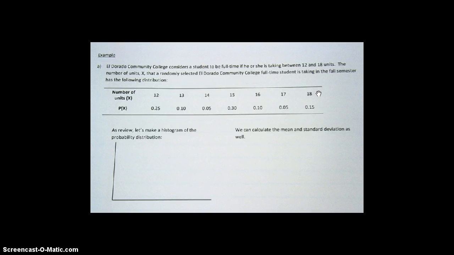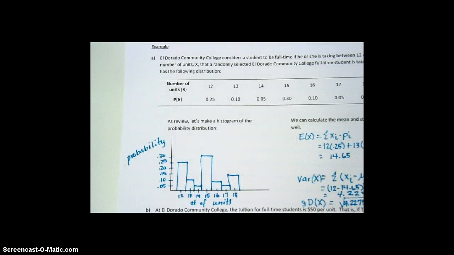So as a quick review, let's make a histogram of the probability distribution and then calculate the mean and the standard deviation. You can key these values into your calculator, or you can make it by hand. What I would suggest is that you pause the video, make the histogram, check it, and check the mean and standard deviation as well. So here you can see the probability histogram.